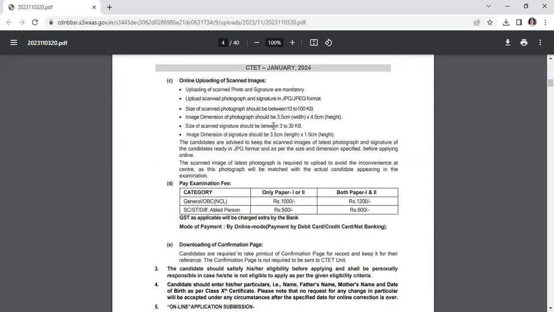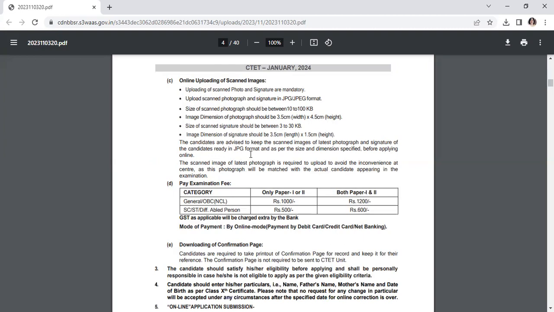The image dimension of the photograph should be 3.5 centimeter width multiplied by 4.5 centimeter height. The size of the scanned signature should be between 3 to 30 KB. The image dimension of the signature should be 3.5 centimeter length multiplied by 1.5 centimeter height.